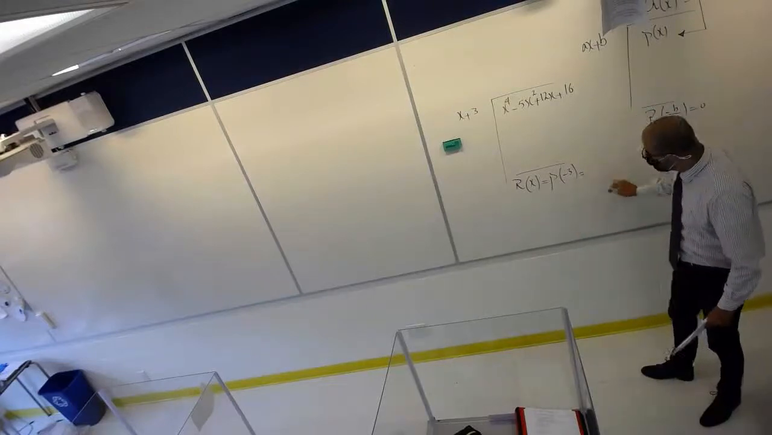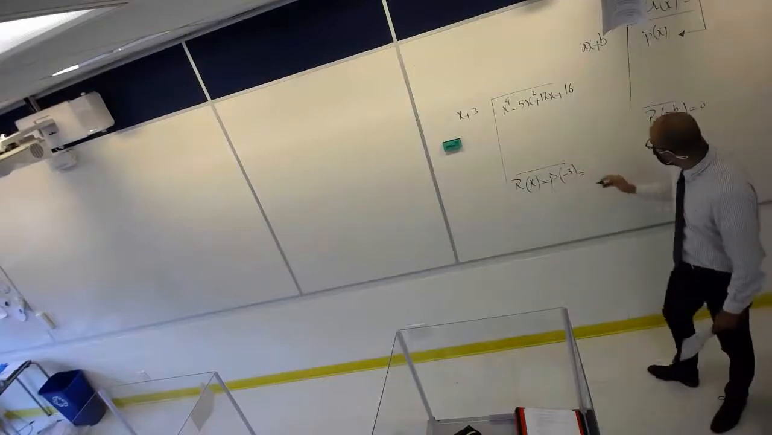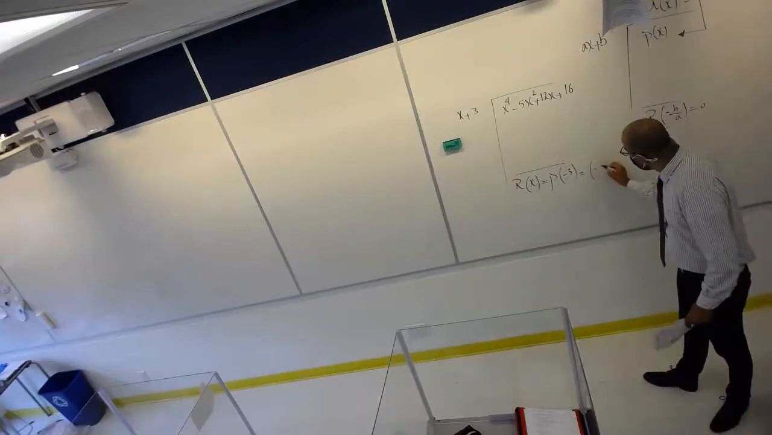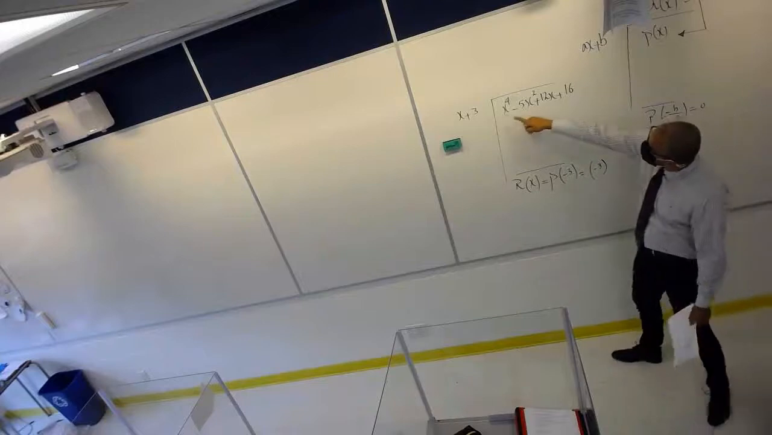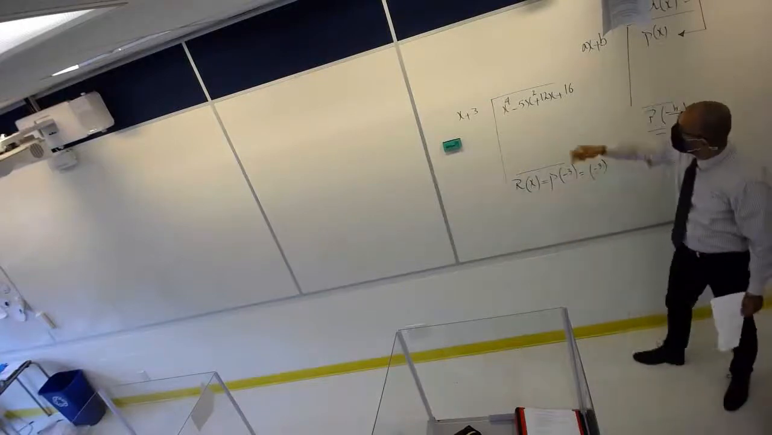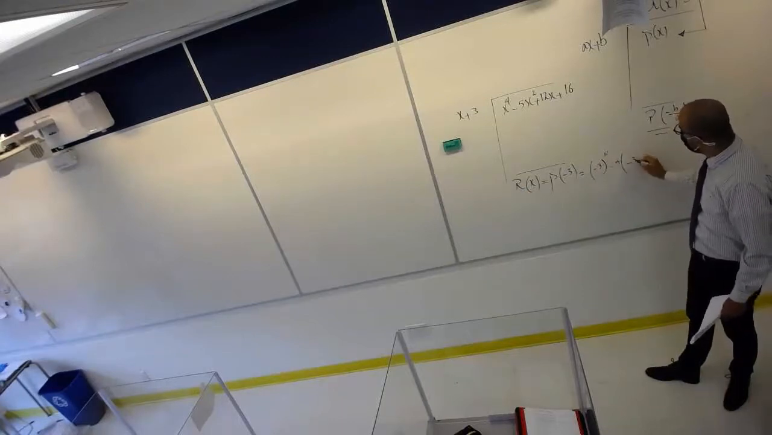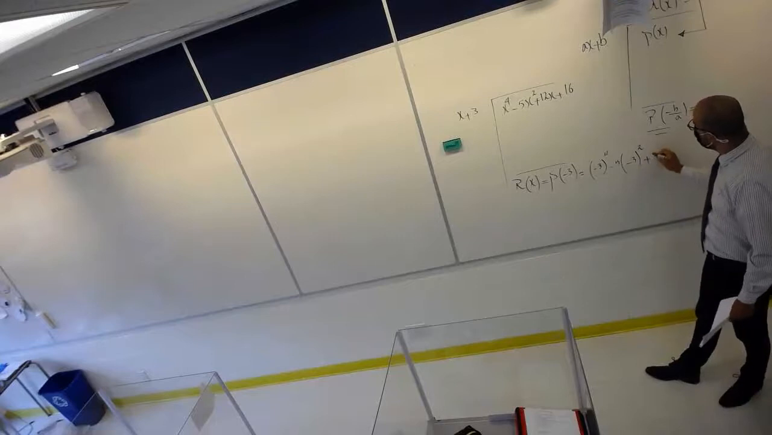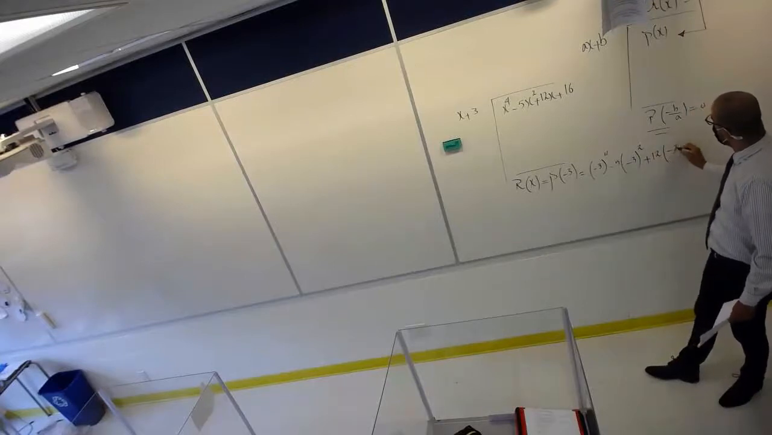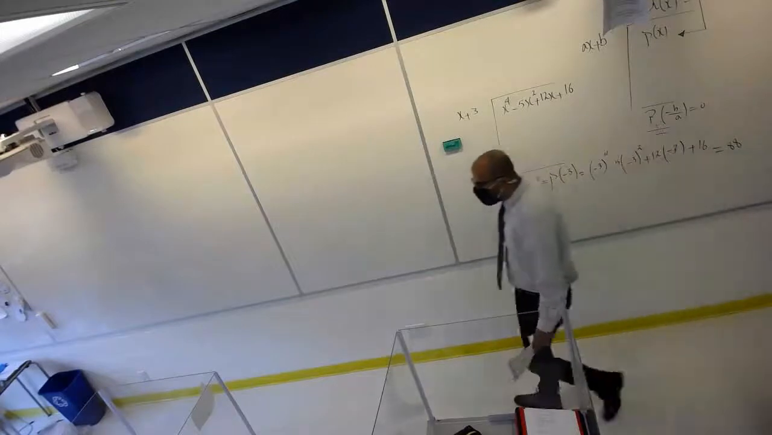Eighty-eight. Let's see. As we discussed here, you just substitute minus 3 into this polynomial. You start from the left. Whenever you see x, you just put minus 3. Minus 3 to the power 4, minus 5 times minus 3 to the power 2, plus 12 times minus 3, plus 16. How much did you get? 88.